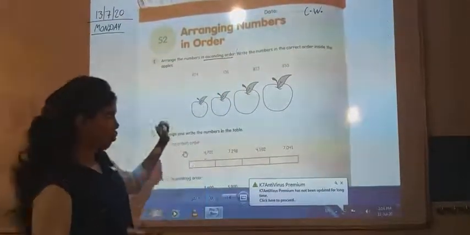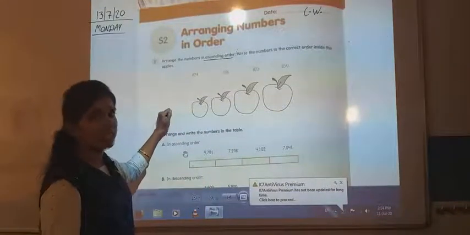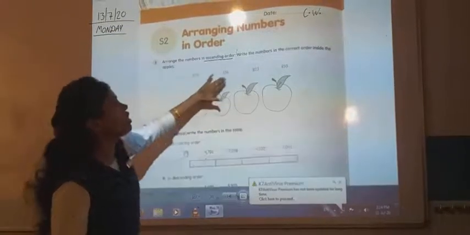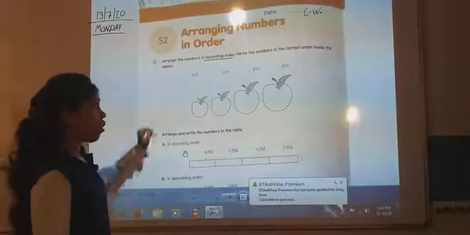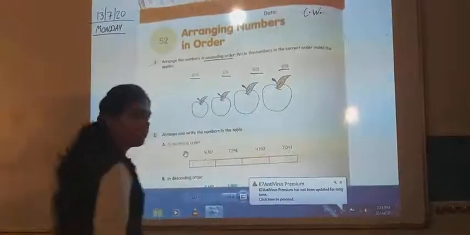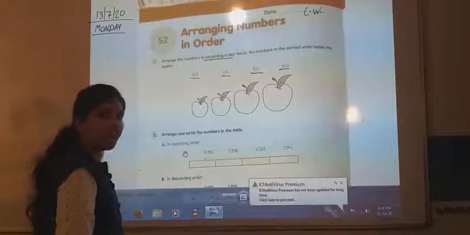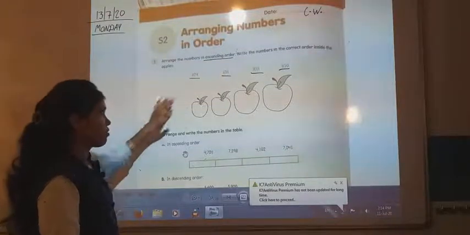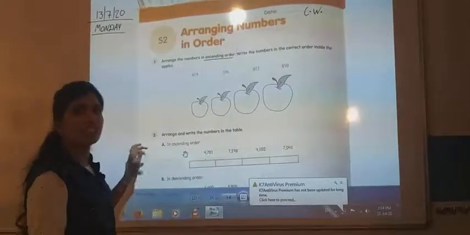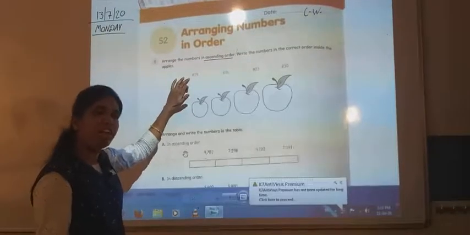Okay students, so first of all, in the first apple we will write the smallest number. We have 4 numbers here. All numbers are 3-digit numbers. Now we always compare from the largest place, and the largest place in 3 digits is the hundreds place.